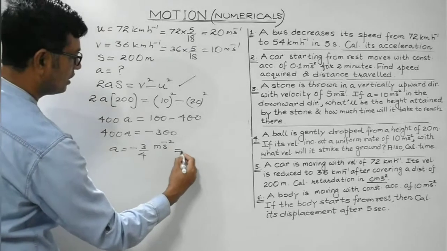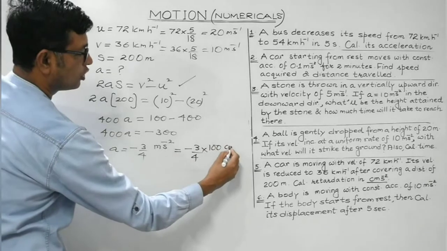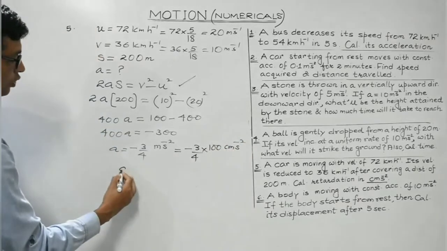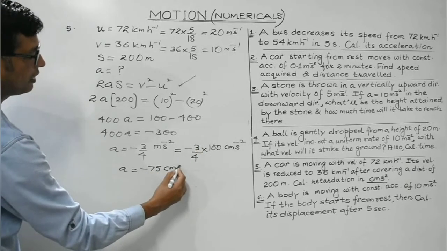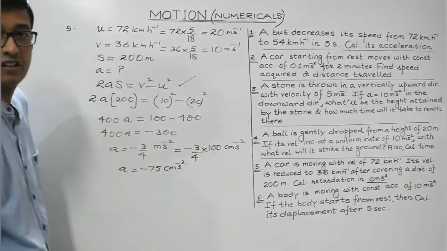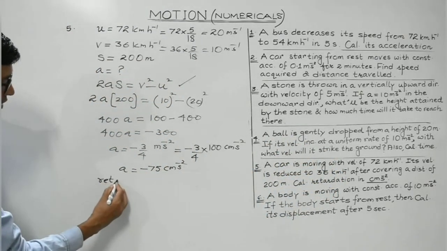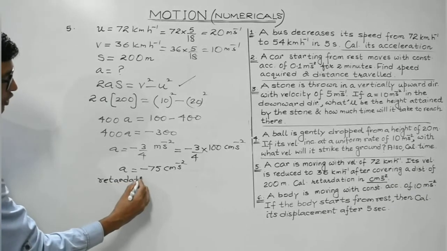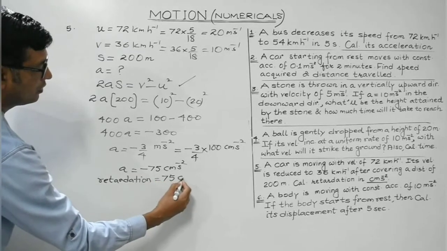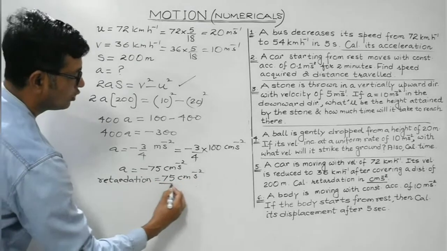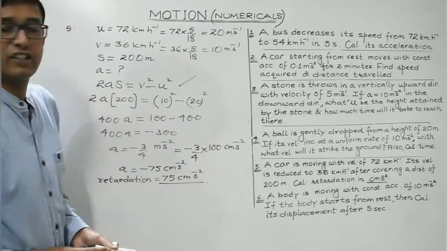So what we can do is, it is equal to minus 3 by 4 times 100, since 1 meter is 100 centimeter. So it will be in centimeter per second square. It comes out to be minus 75 centimeter per second square. This is the acceleration. Now you are supposed to find out retardation. So if you write retardation over here, then you need not assign this negative sign. So it is 75 centimeter per second square. So this is the answer, students. Right? This is how the retardation can be found.